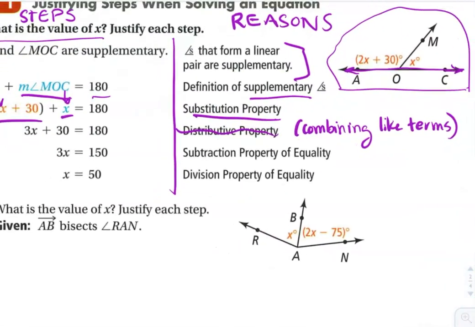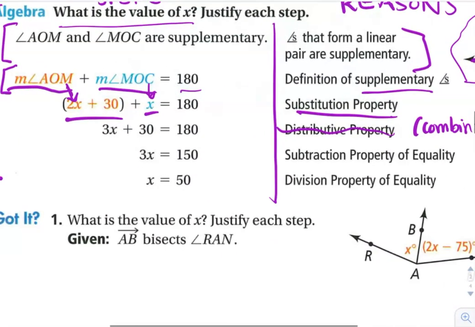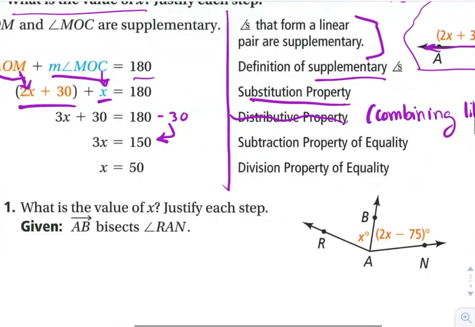And then from there, I subtracted 30 on both sides. So 180 minus 30, right, gives me this here. So I use the subtraction property of equality, and then I divide it on both sides to get x equals 50. So then I use the division property of equality. All right.